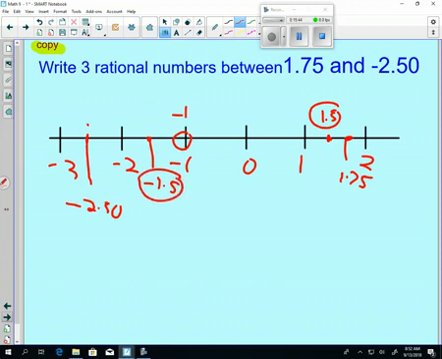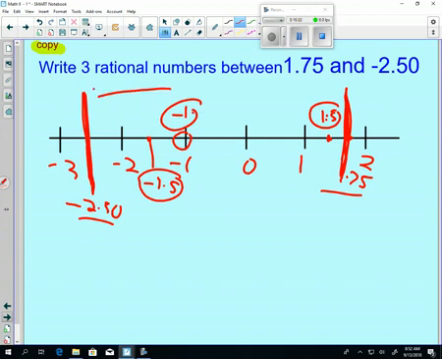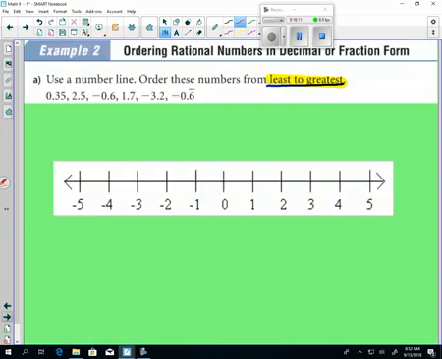So this number, and this number are all in between. They're in between here and here. Okay? This is the smallest number that we have, and this one is the biggest number. So these three numbers are in between these two values. Okay? So we're going to leave it at that.